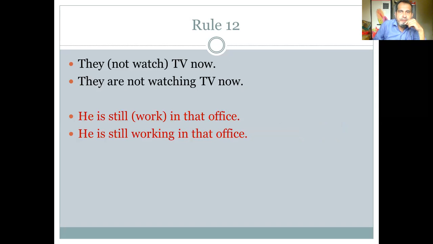Two more examples under this rule. They not watch, in bracket, TV now. Now, what they are doing, they are not watching TV now. So whenever you see now here, then you can use not watching here. So these types of sentences will come in your exam and in your text.